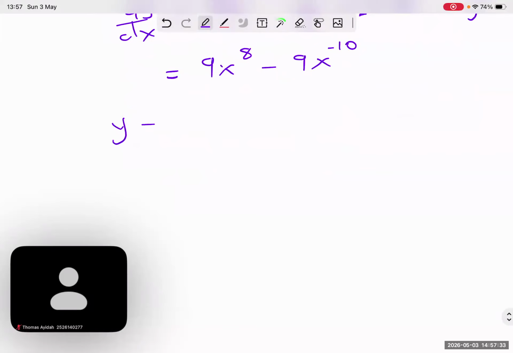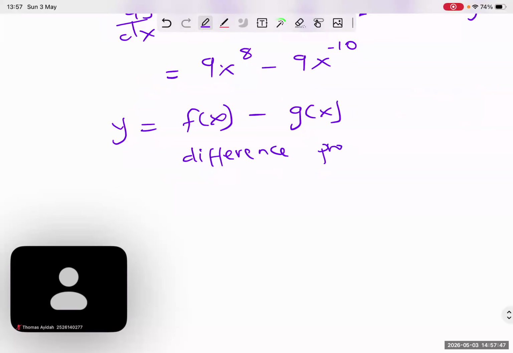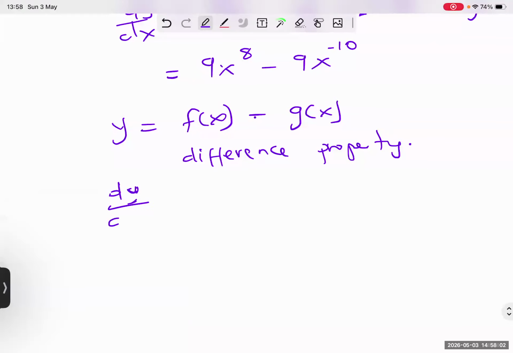Then if the operator between them is the difference operator, for instance, if we have y is equal to f of x minus g of x, we use what is known as the difference property. With the difference property, we find the derivative of the first minus the derivative of the second. So here my dy/dx will be equal to f'(x) minus g'(x). Differentiate the first minus differentiate the second.